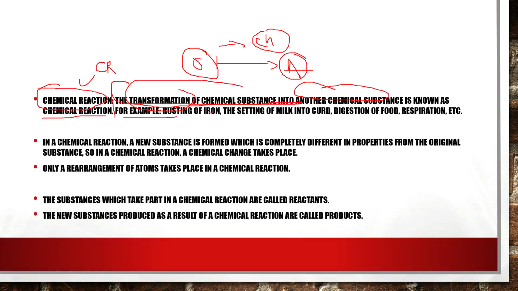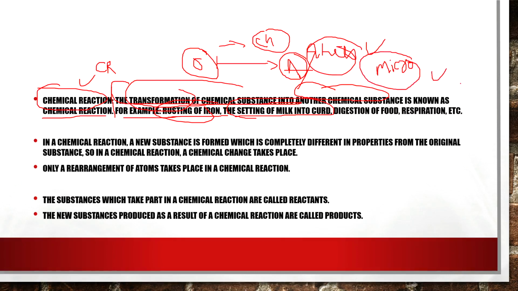Here I have also given examples. One example is the rusting of iron, as we usually see. Then the setting of milk into curd is also a chemical reaction. It is due to the lactobacillus microorganism, which you have already studied in class 8th. Microbes we have already learned, different forms such as bacteria, algae, fungi, and protozoa. Those come into existence when you discuss chemicals, and microorganisms also play a very crucial role.